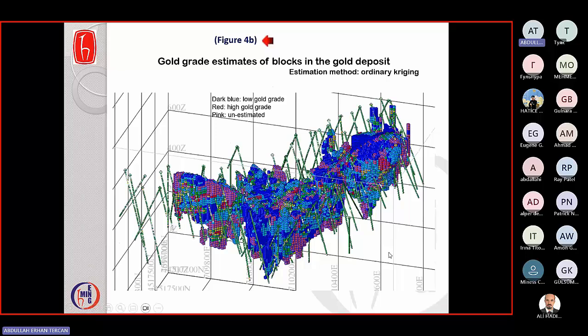This figure shows the gold grade estimates of blocks in the gold deposit. Estimation method is the Kriging. Dark blue color shows low grade estimates, red high grades, pink unestimated blocks. We couldn't estimate some of the blocks because of data shortages.